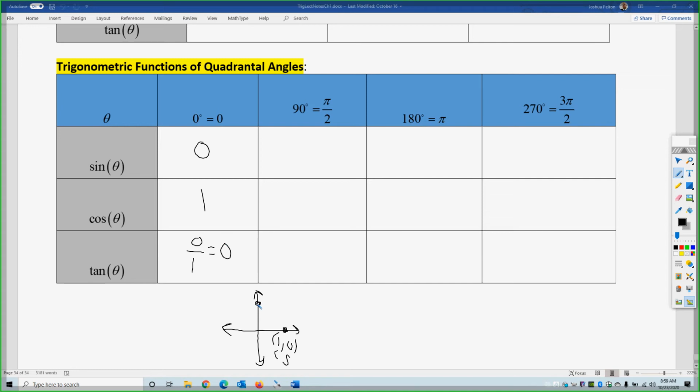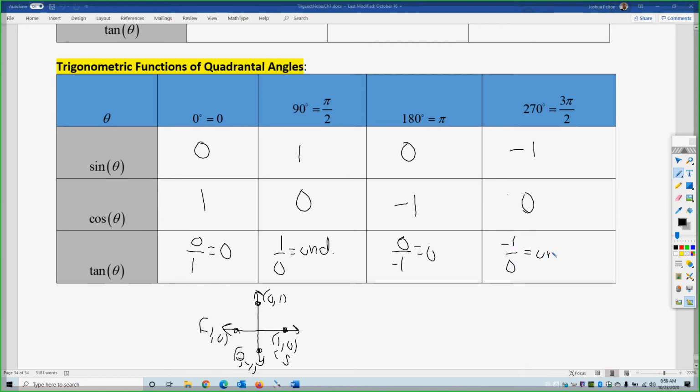So at 90 degrees, I have 0, 1, which is our cosine and sine, and sine over cosine is undefined for tangent. At 180 degrees, I have negative 1, 0, which is cosine and sine, and sine over cosine gives us 0 for tangent. And lastly, at 270 degrees, I have 0, negative 1, and sine over cosine, which is tangent, is undefined.